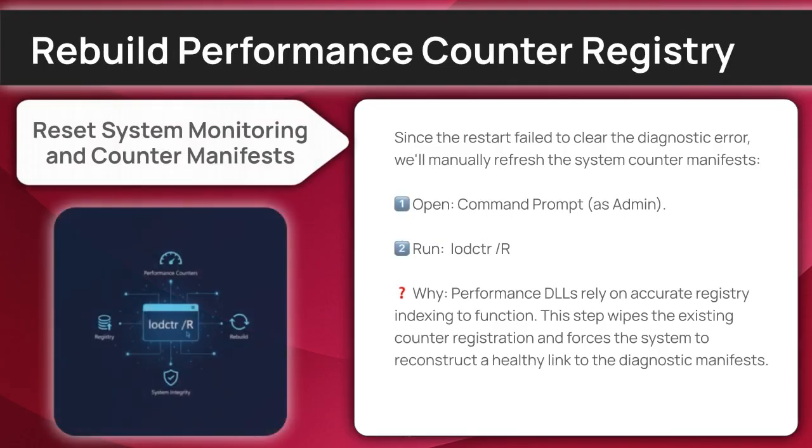Now, let's apply the core fix in this third step. Feel free to pause the video if you need a second to navigate. Since the restart failed to clear the diagnostic error, we'll manually refresh the system counter manifests. First, open command prompt as admin. Second, you're going to type lodctr /r, then hit enter. Why are we doing this? Well, performance DLLs rely on accurate registry indexing to function. This step wipes the existing counter registration and forces the system to reconstruct a healthy link to the diagnostic manifests.